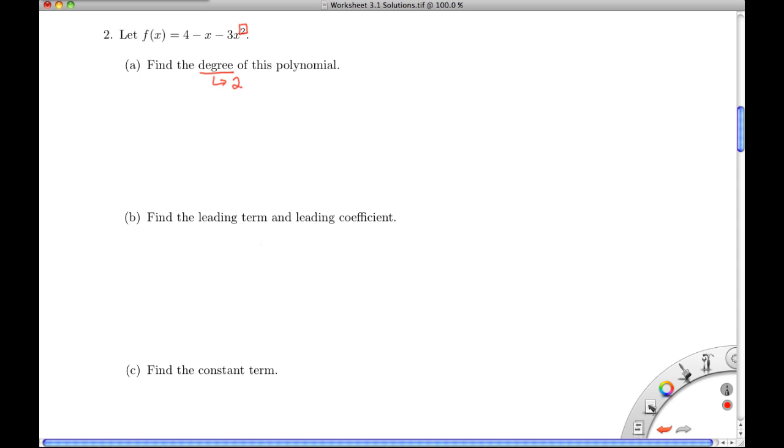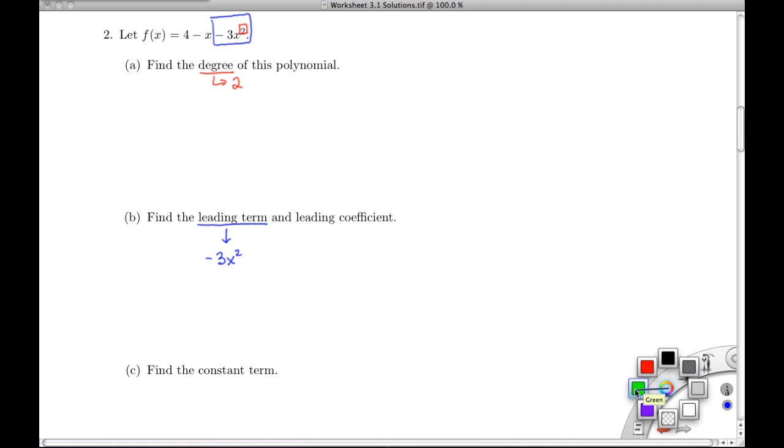And if we're looking for patterns about what the degrees will tell us, we might want to make note that this is an even degree polynomial. Okay, so next let's try the leading term. We're going to find that dominant term, and in this case the dominant term is going to be negative 3x squared, and we want to make sure that if there's a negative associated, we include that. So the leading term here is going to be minus 3x squared, and then our leading coefficient would just be this negative 3.